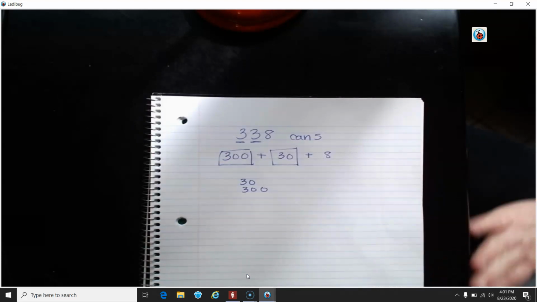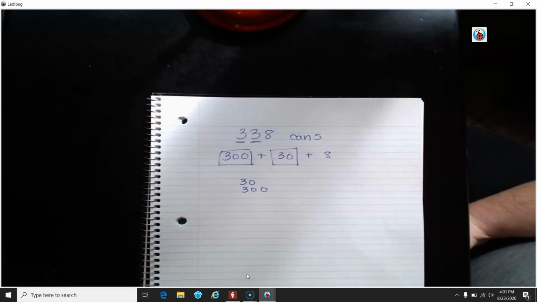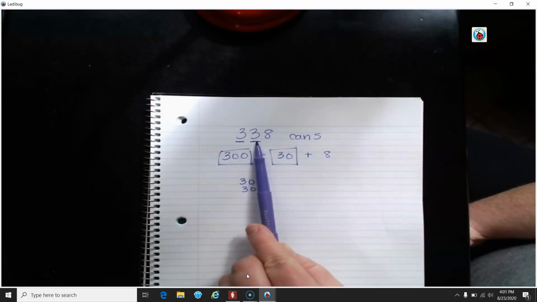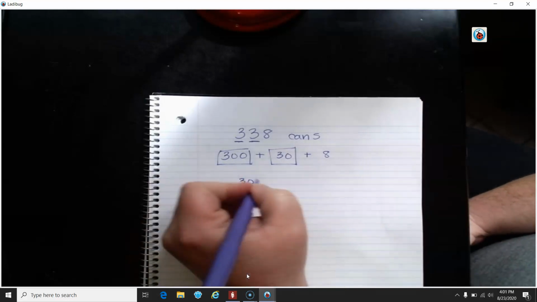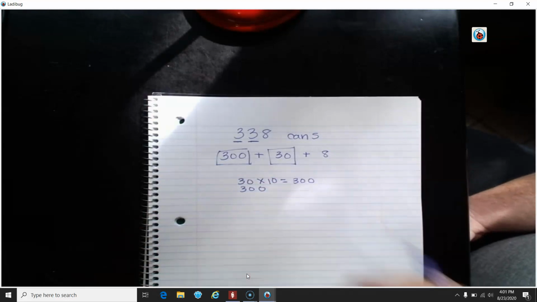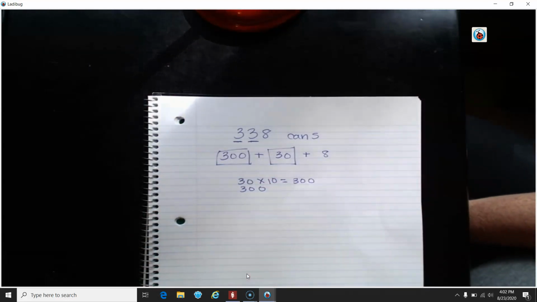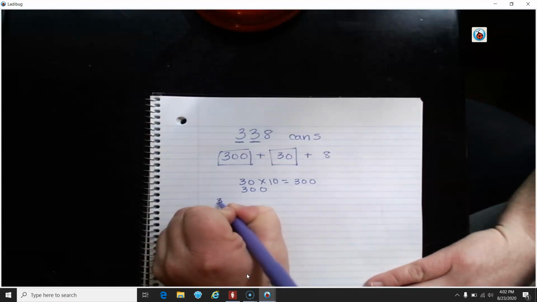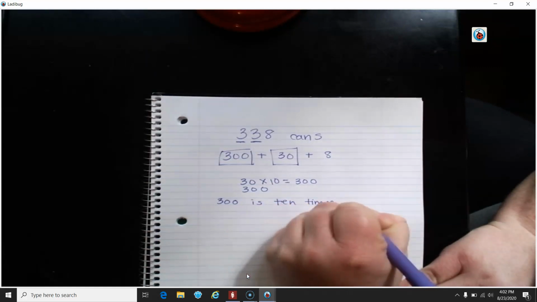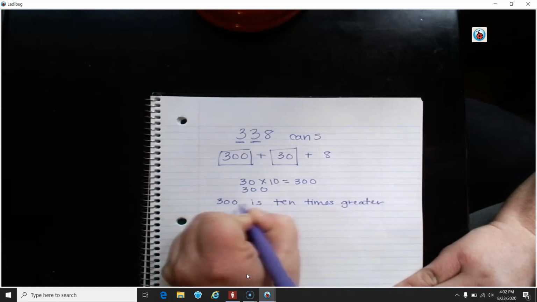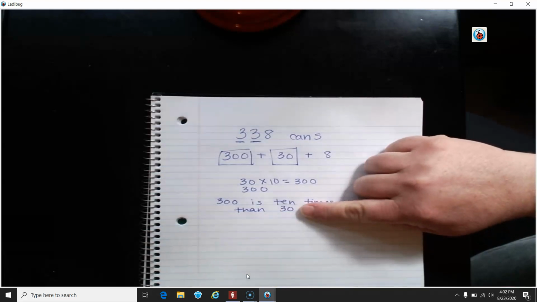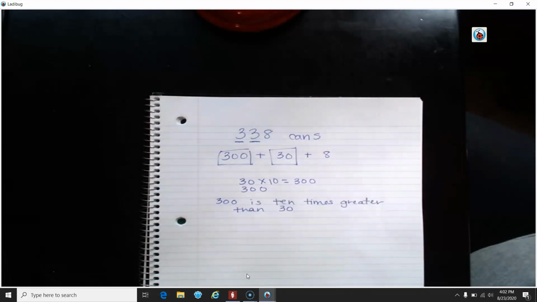So if we think about the relationship between these two values, if I go from 30 to 300, I would have to multiply this 30 by 10. If I multiplied 30 by 10, I would get 300, okay? So the relationship between these two numbers is that 300 is 10 times greater than 30. Okay, so we would have to have 10 30s, 10 groups of 30 to get to 300.